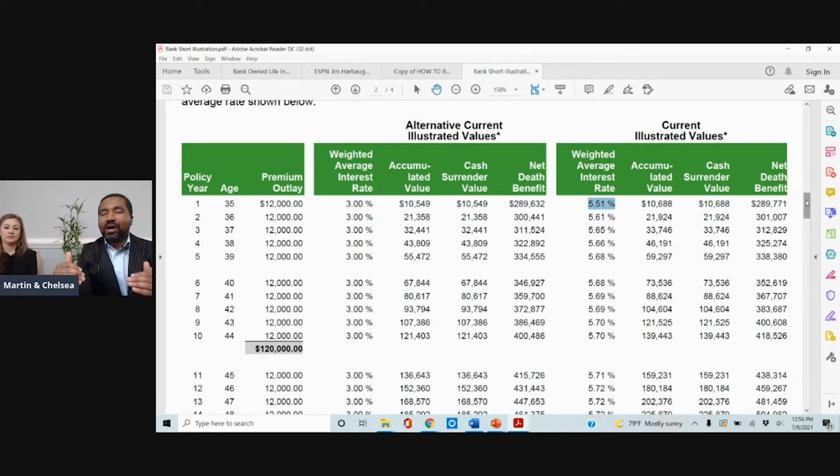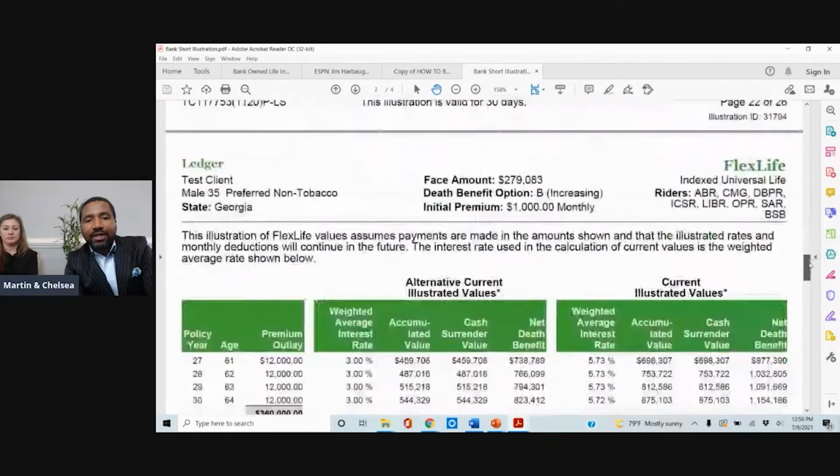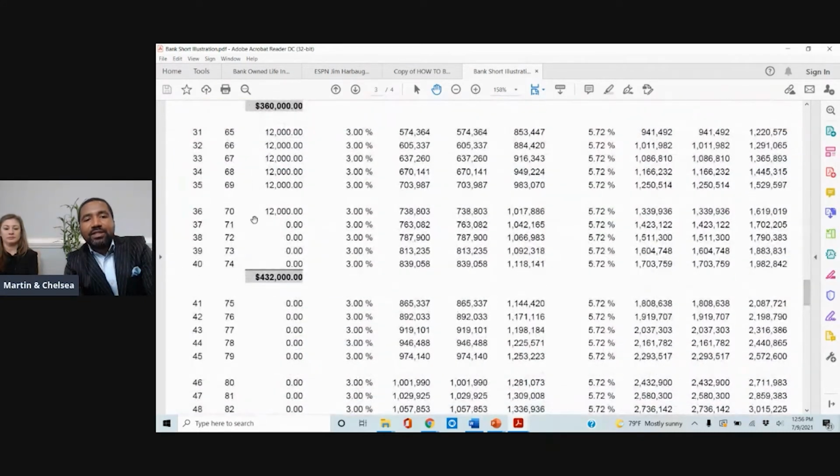So we design a policy in a way to maximize the cash side of it, not necessarily trying to maximize the life insurance side. So if we do this, let's say somebody funded $1,000 a month, starting at age 35, and did this till age 70. At age 70, the policy would have accumulated $1.3 million of cash in the policy.